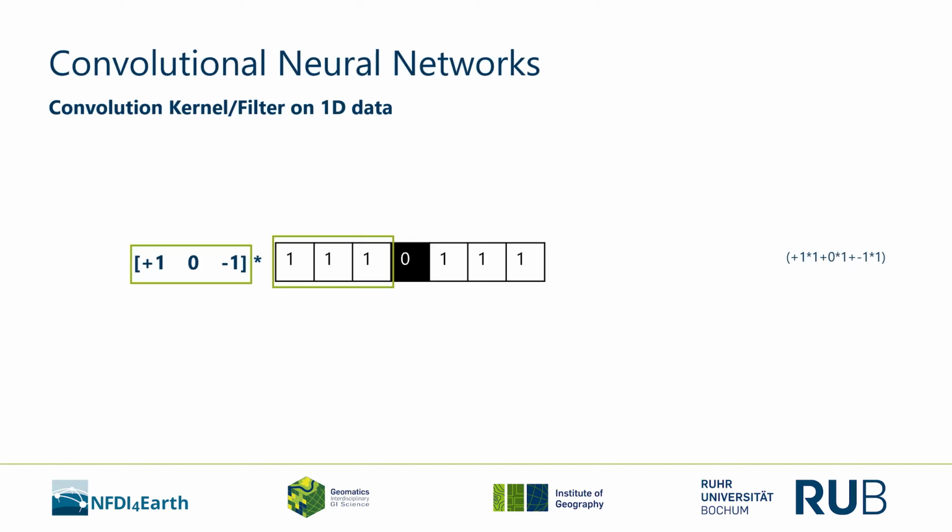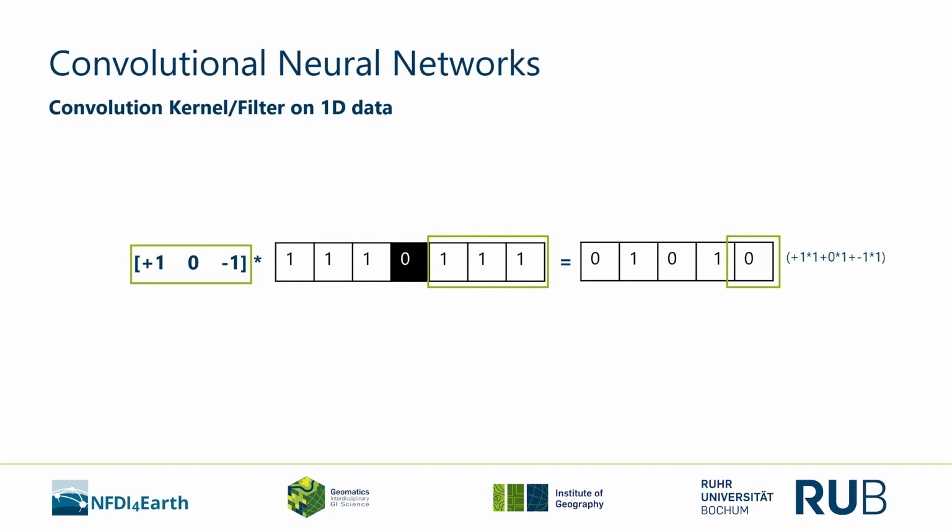Then each element of the filter is multiplied by the corresponding value of the data sequence, and the sum is taken, resulting in a 0 for the first position. Then the filter is shifted to the next position and the calculation is done again, resulting in a value of 1 this time. This process is repeated until the filter has been applied to all data. Note that the numbers within the filter stay the same during this process.